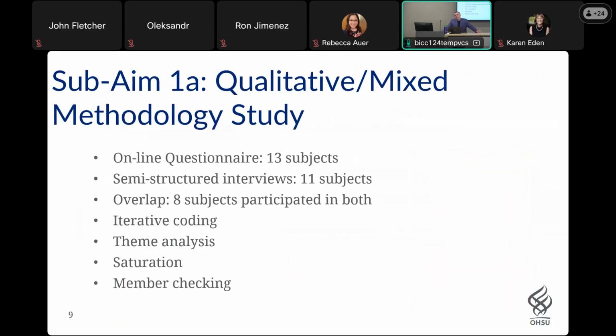I used a qualitative mixed methodology for this, and I had an online questionnaire. 13 trauma attendings replied to that, and I'm very grateful for this. And then I also did semi-structured interviews. 11 trauma attendings participated in that. There was a significant overlap, 8 people.